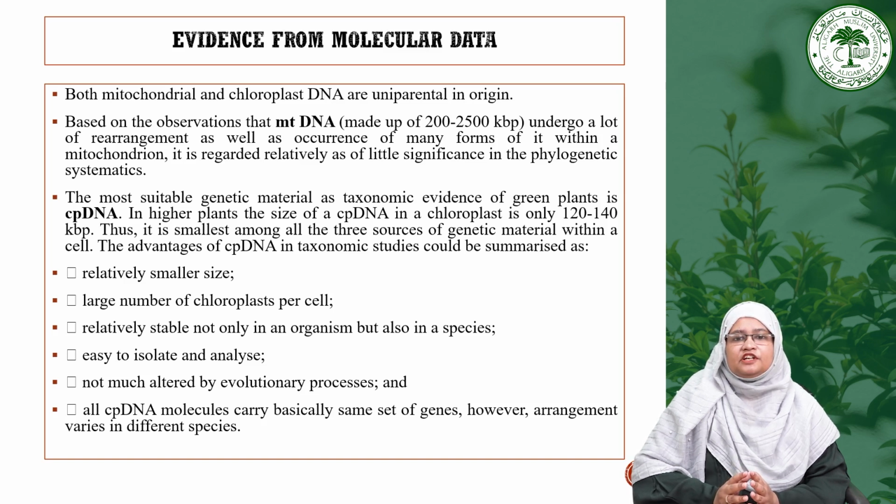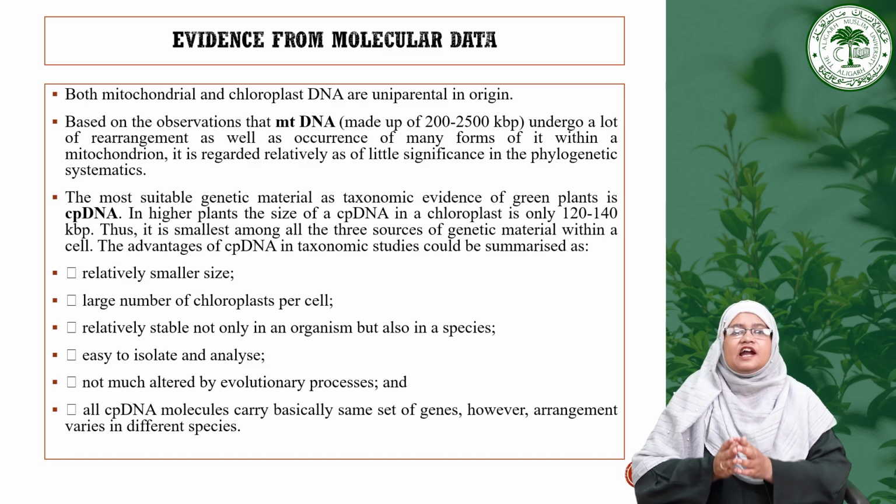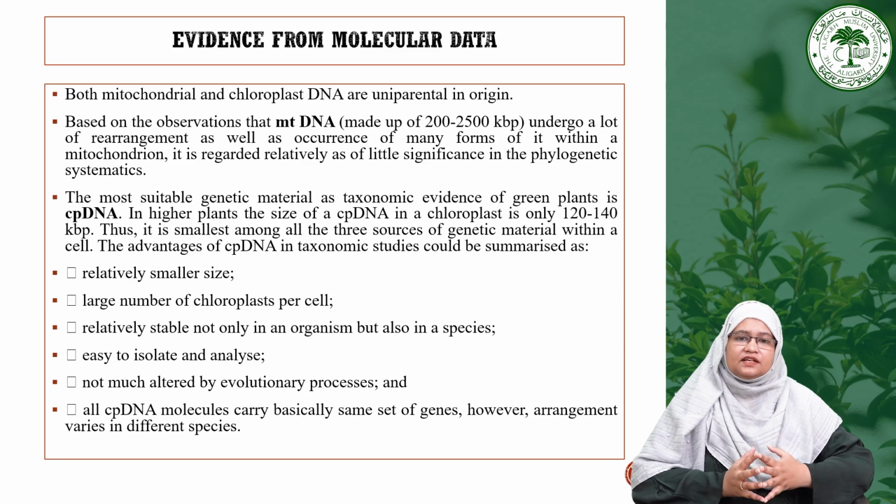But the most suitable genetic material for the taxonomic evidence of green plants is the chloroplast DNA. Because, in higher plants, the size of chloroplast DNA is only 120 to 140 kilobase pairs. Thus, it is the smallest among all three sources of genetic material within a cell. So, this is the advantage of studying chloroplast DNA in taxonomic study.